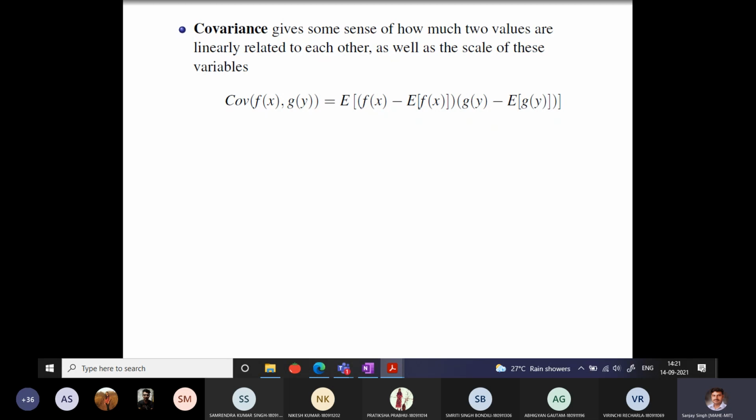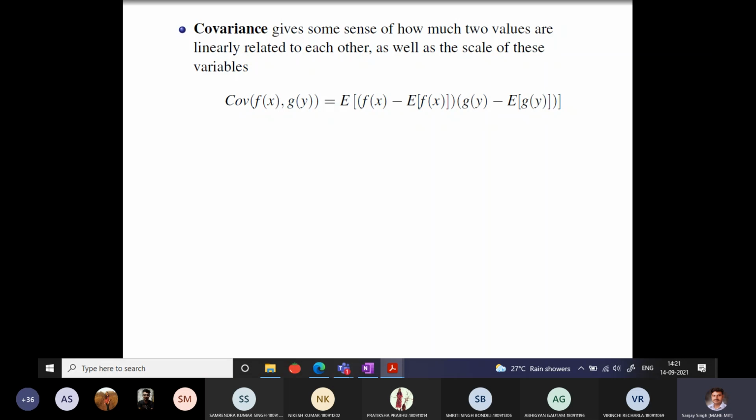Covariance gives some sense of how much two values are linearly related to each other, as well as the scale of these variables. We'll see this. Covariance, for two functions f(x) and g(y), is the expectation over the entire thing, of the product of f(x) minus E[f(x)] times g(y) minus E[g(y)]. So this is how you find covariance.